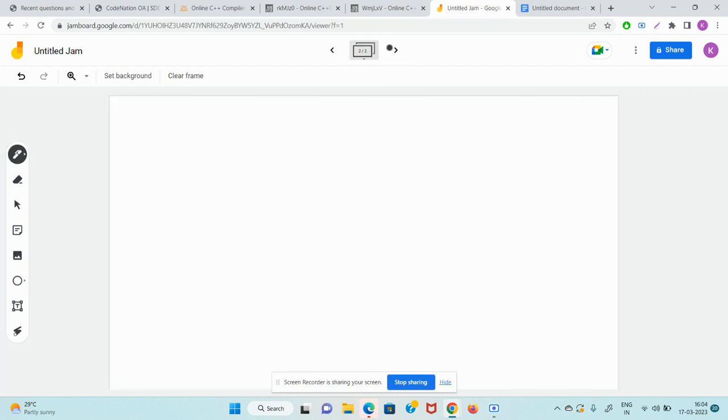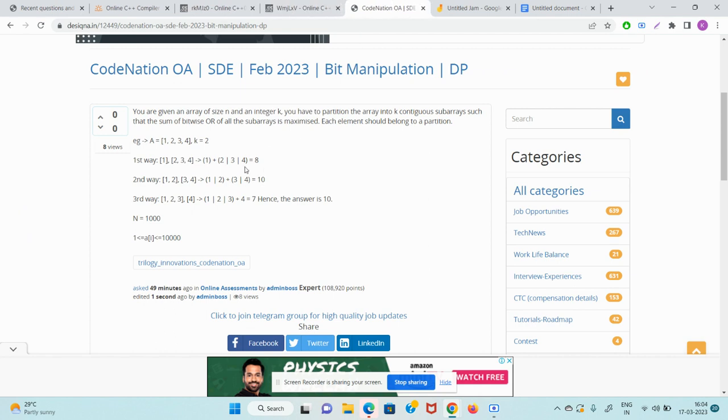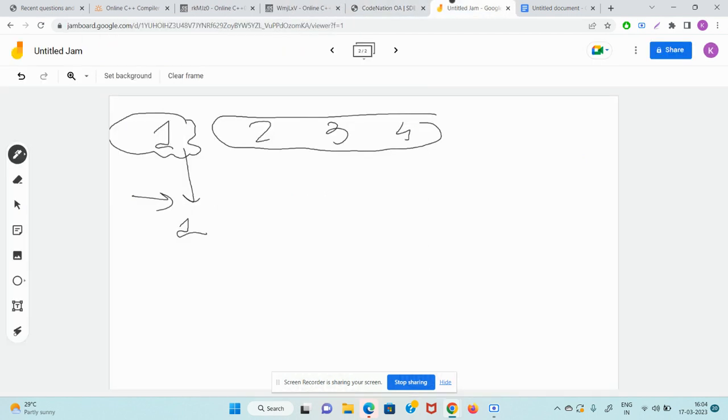Say I have 1, 2, 3, 4. One way is that I take 1 in the first part and 2, 3, 4 in the second part. What will be the bitwise OR of 1? It will be 1. What will be the bitwise OR of 2, 3, and 4? It is 7. So what is the answer? 1 plus 7, that is 8. I hope you guys know the meaning of bitwise OR. After doing bitwise OR of 2, 3, 4, I got 7, and 1 is the only number, so nothing to do. So 1 plus 7 is 8.